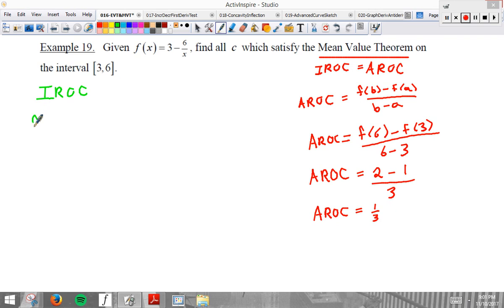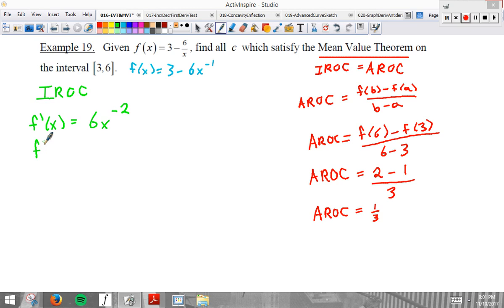is F prime. Now, before you go and use the quotient rule here, be very careful to just calmly rewrite the function without a variable in the denominator. The quotient rule is a highly inefficient way of taking this derivative. This is much easier. The derivative of 3 is 0. Negative 1 times negative 6 is positive 6. X, negative 1 minus 1, negative 2.